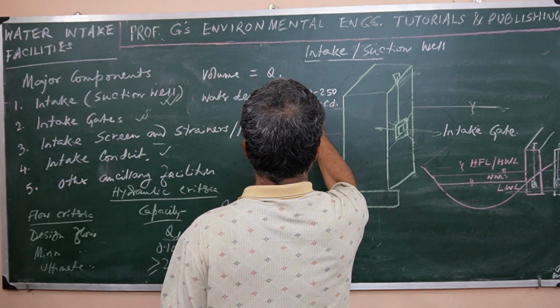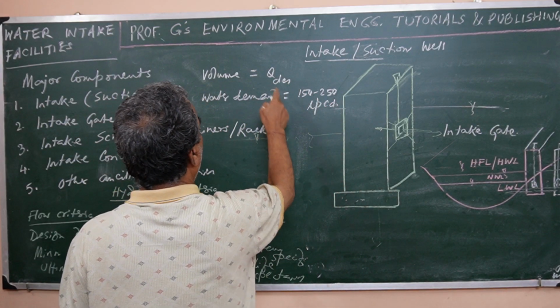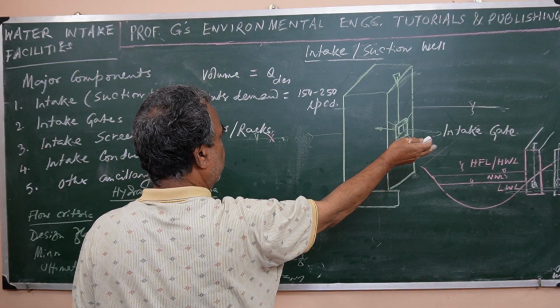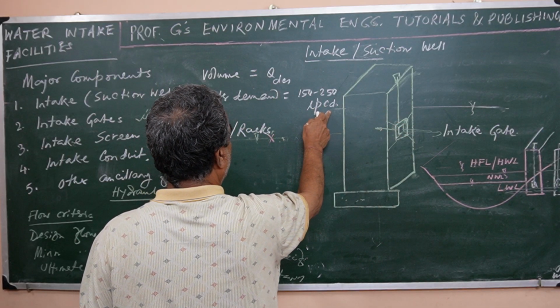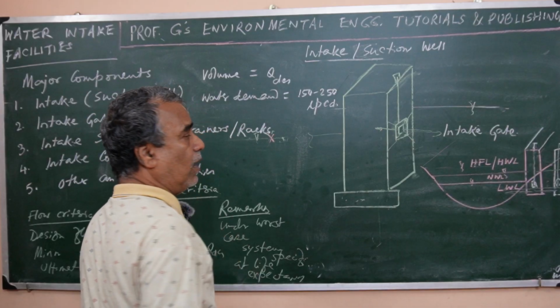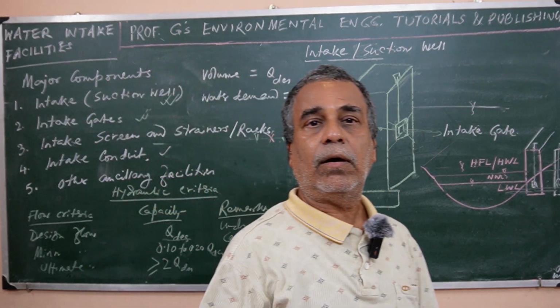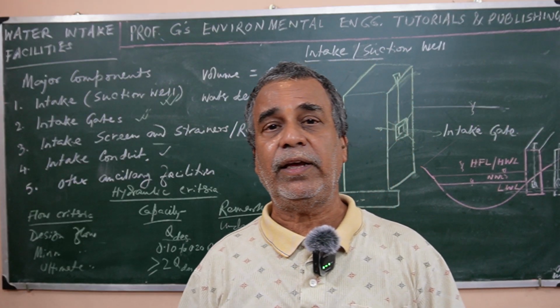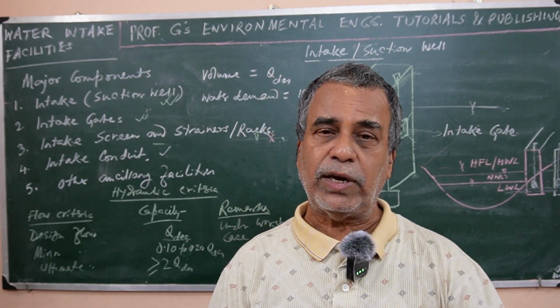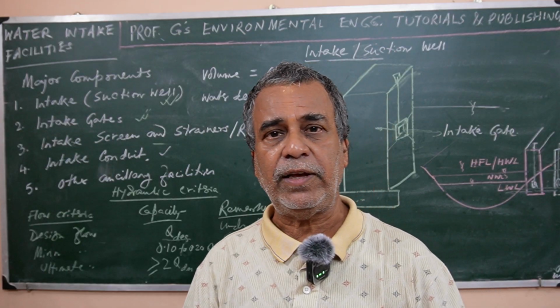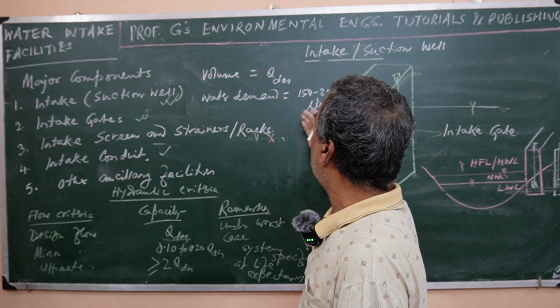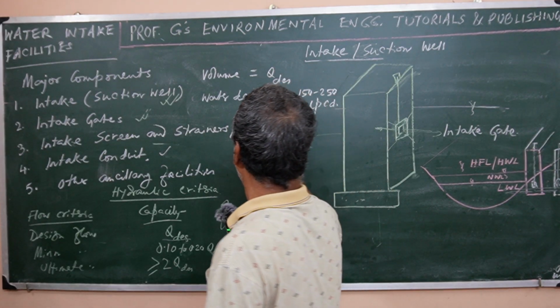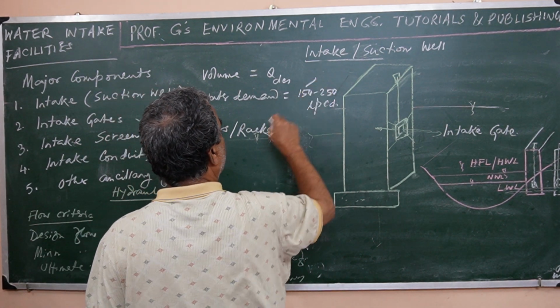Liter per capita per day. That means per person this much liter, right? So you know what will be the population at the end of the design period. If you multiply this, then you can get the capacity, that is liters per day or meter cube per day, whatever way you want. So you can convert the units accordingly, and this way we can calculate the water demand. Now this is for the city.